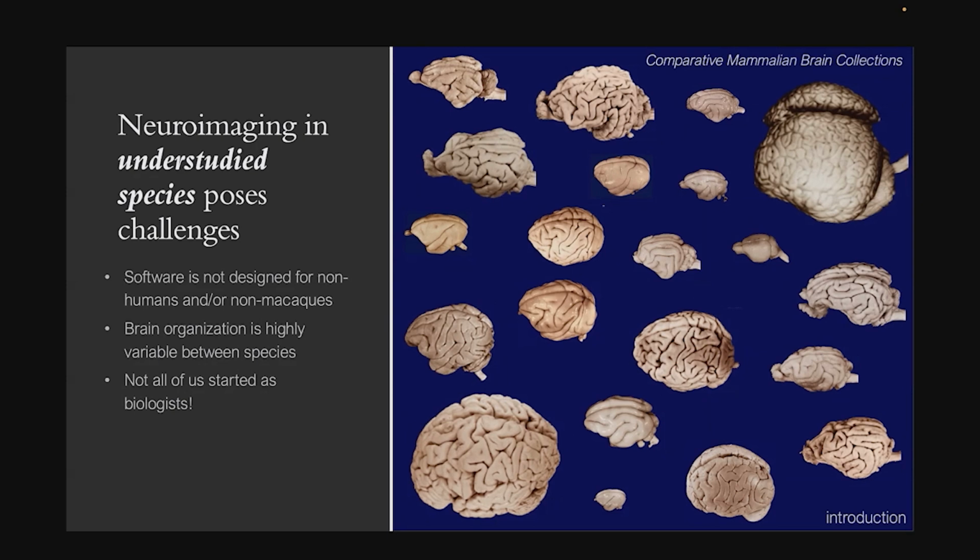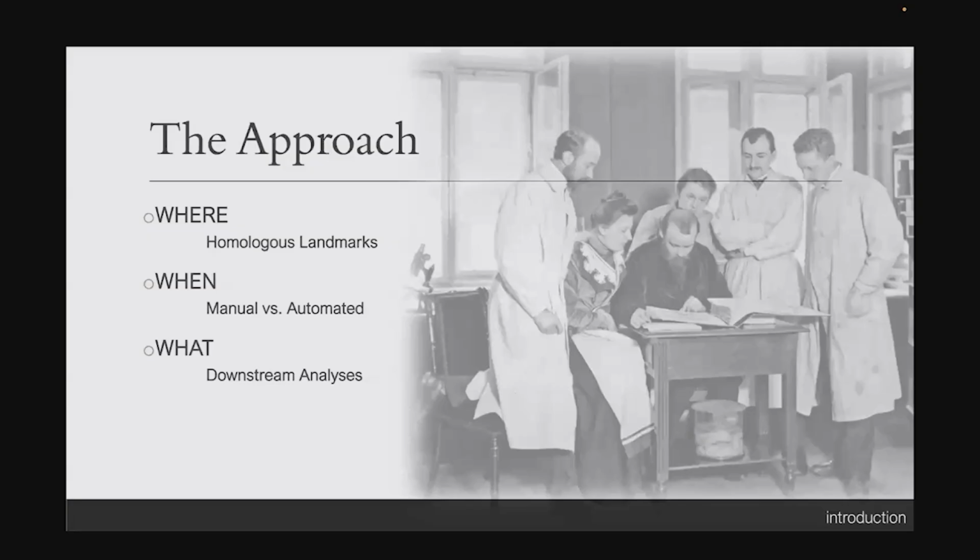And a lot of us aren't biologists or didn't get biology training, and so some of this might seem a little daunting at the beginning. So I'm going to go over an approach to handling these problems. First, I'll talk about where: how do we identify homologous areas in less well-studied species? I'm going to talk about when to move from manual interventions on analyzing these data to automated approaches. And I'll talk about what kinds of analyses you can do once you have your data processed.